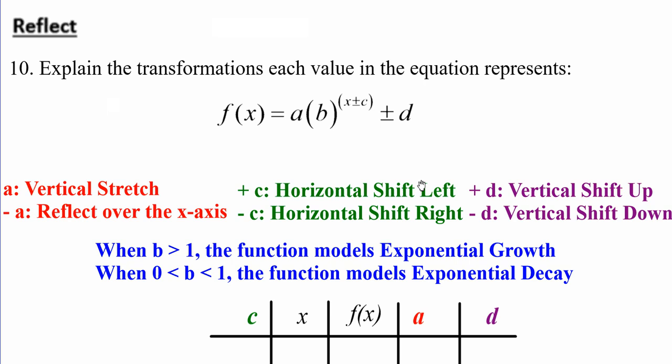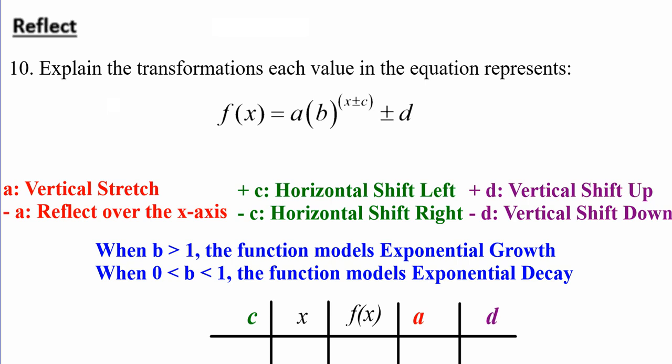And then our d value, the number at the back of the equation being added or subtracted, that's your vertical shift, up if it's positive or down if it's negative. And so if we think about the changes, the output changes come from the A and D positions, and the input changes happen in the C position.